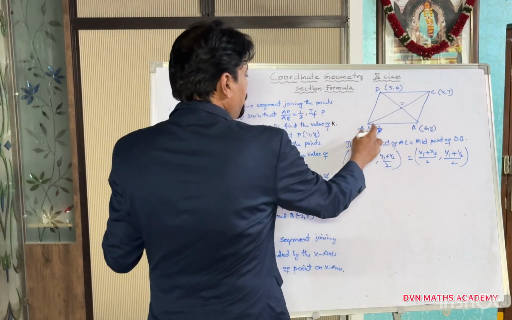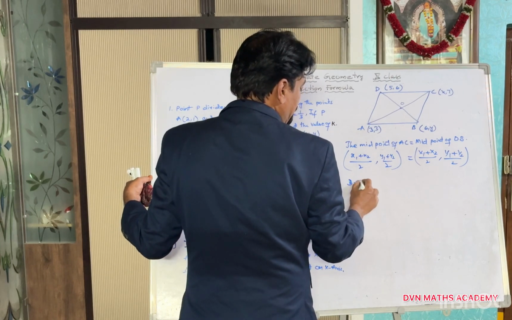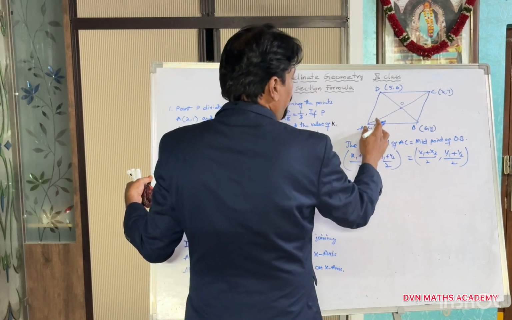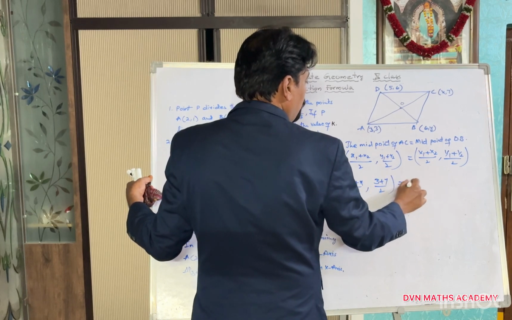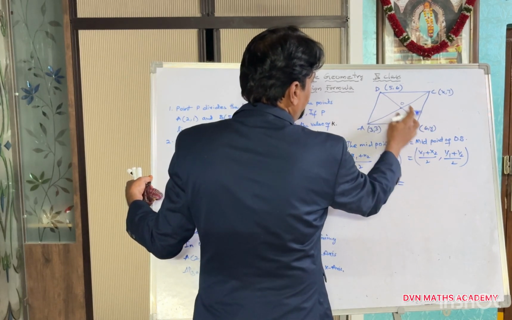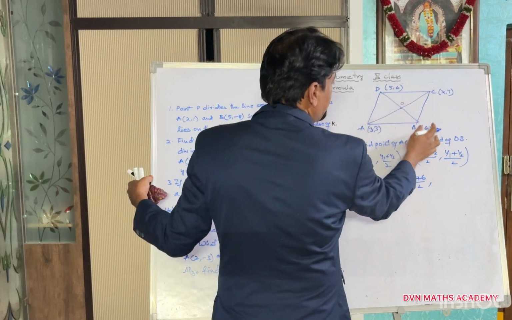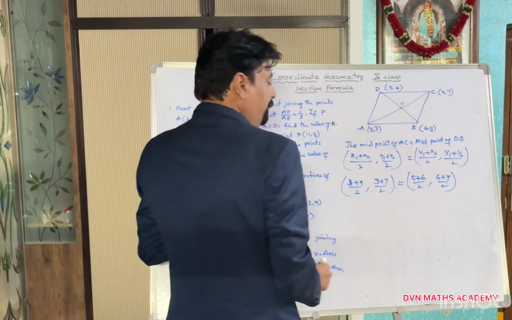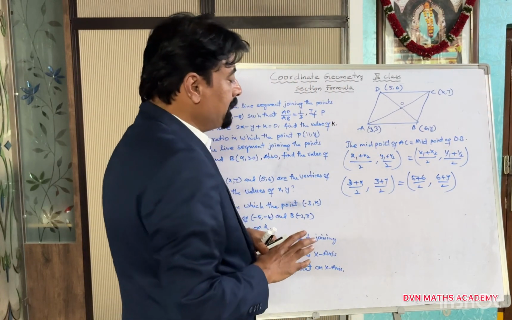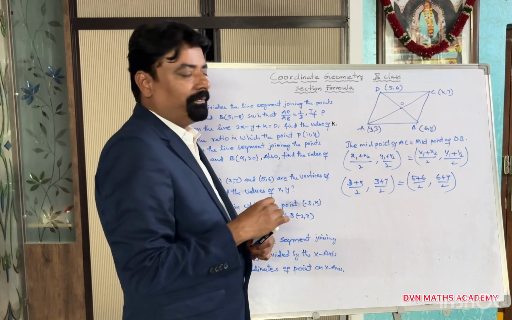So in the case of AC, what is x1? It is 3, and x2 is x. So (3 plus x) by 2, comma, (3 plus 7) by 2 should be equal to, in the case of DB, (5 plus 6) by 2, comma, (6 plus y) by 2. So this statement I got. When two coordinates are equal, you can compare the x coordinate and the y coordinate. By that you will get the values of x and y.